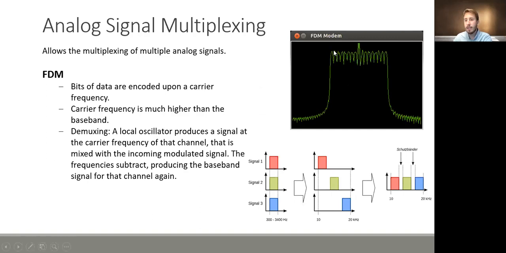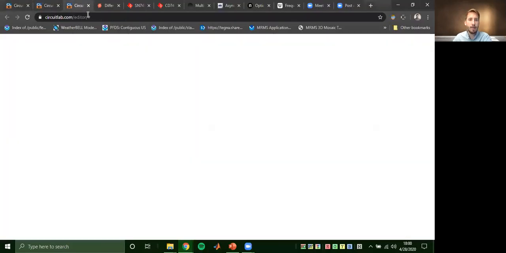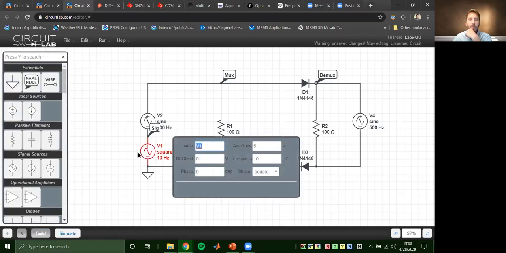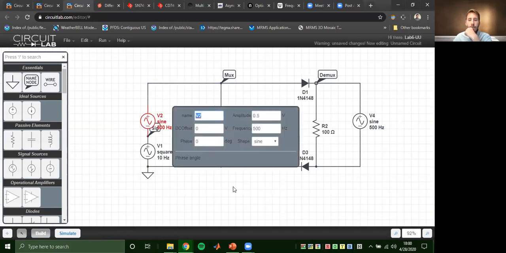So in this case, this is a single bit, a single high, and you've encoded that onto this really high frequency signal. And I have done this in, you guessed it, CircuitLab. So what I did here is I took a square wave signal at 10 hertz. So that's our data. And I have placed it upon a 500 hertz, much smaller amplitude sine wave. So I've multiplexed this upon a signal.